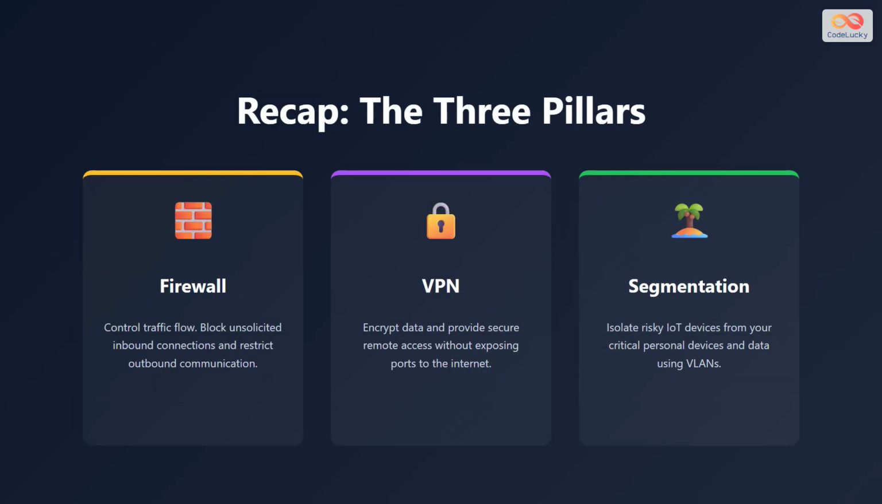To wrap up, remember the 3 pillars. Use firewalls to control traffic flow. Use VPNs for secure remote access and privacy. And use network segmentation to keep your risky devices away from your sensitive data. By implementing these steps, you can enjoy your smart home without compromising your digital safety.